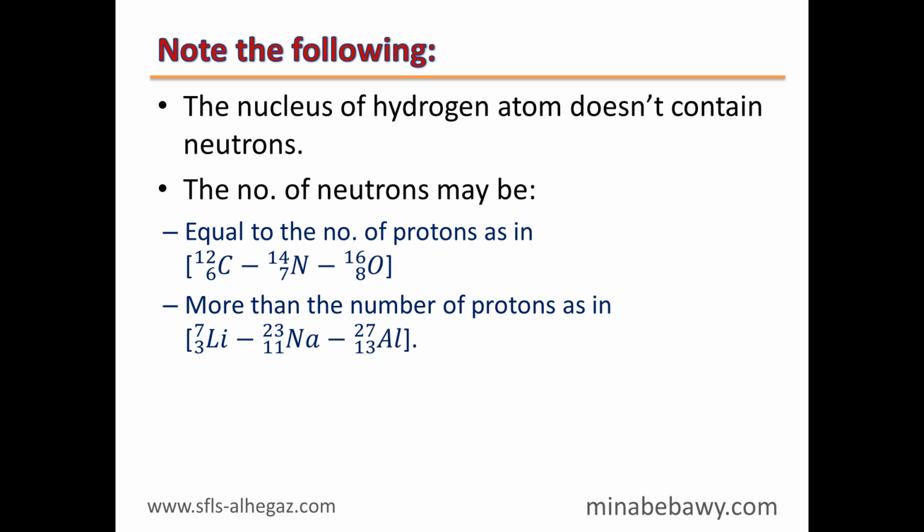be more than the number of protons, as in lithium-7 (Li 3 7), sodium-23 (Na 11 23), aluminum-27 (Al 13 27). Number of protons in lithium is 3. Number of neutrons is equal to 7 minus 3, equal 4, which is more than 3. Number of protons in sodium is 11, and the number of neutrons is equal to 23 minus 11, equals 12. Number of protons in aluminum is 13. The number of neutrons is equal to 27 minus 13, equal 14.